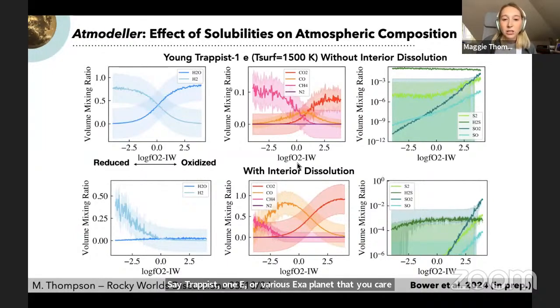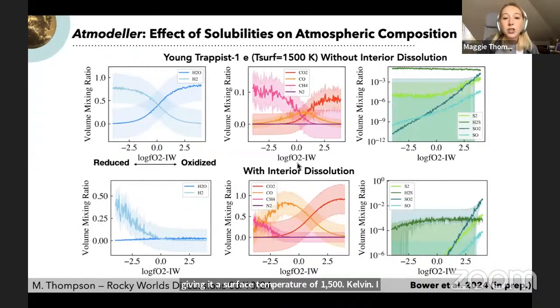We use TRAPPIST-1e just as a test case. We said, let's pretend like we're looking at TRAPPIST-1e much earlier in its history when it was very hot. Say it had a magma ocean in its early evolution, so we're giving it a surface temperature of 1500 Kelvin. I know that is not what it likely currently has. So this is just thinking about it in an earlier phase.